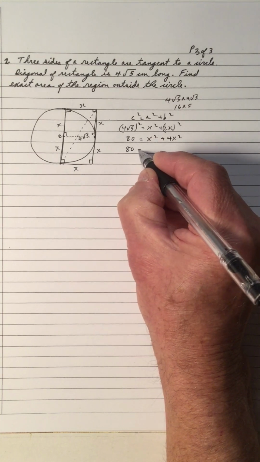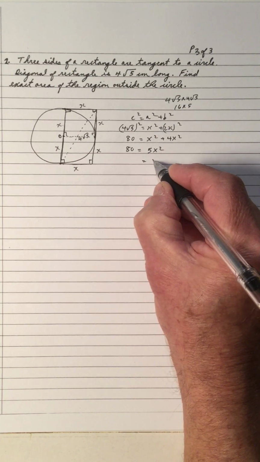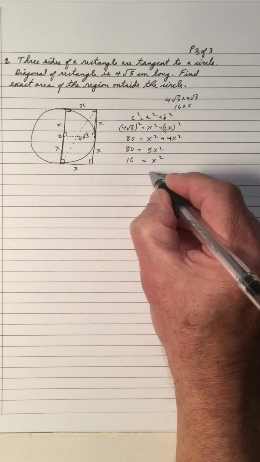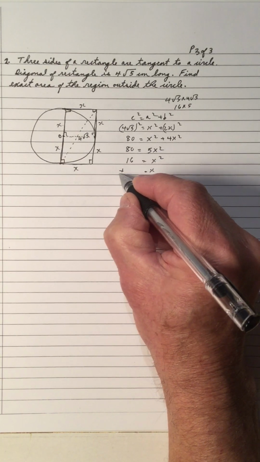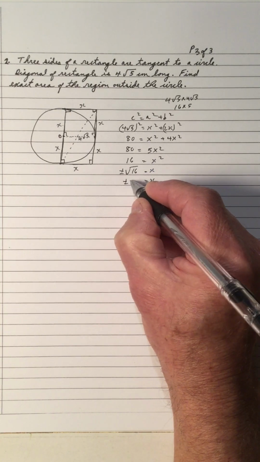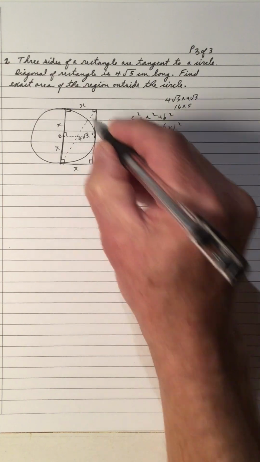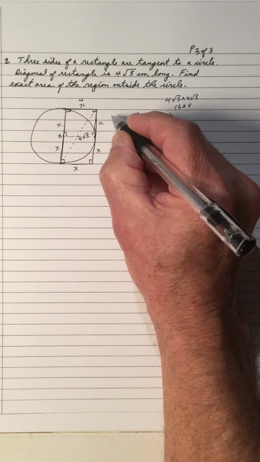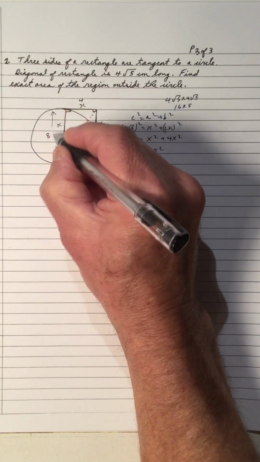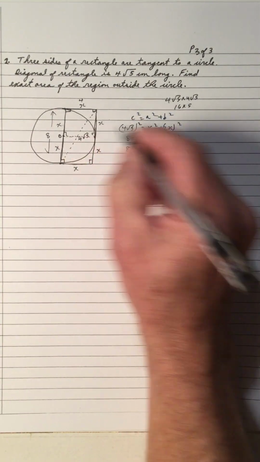So 80 is equal to 5x squared. So x squared divided by 5 will give you 80 divided by 5, which is 16. So x is plus or minus the root of 16. x is plus or minus 4. So the length has to be a 4. So this is a 4. And this is an 8. Okay, and the radius is 4.